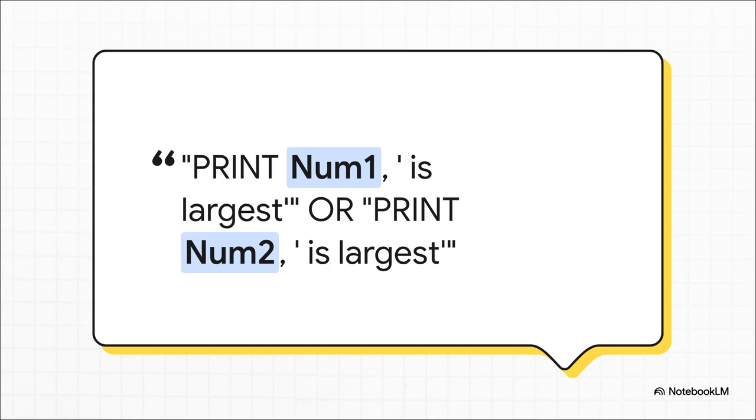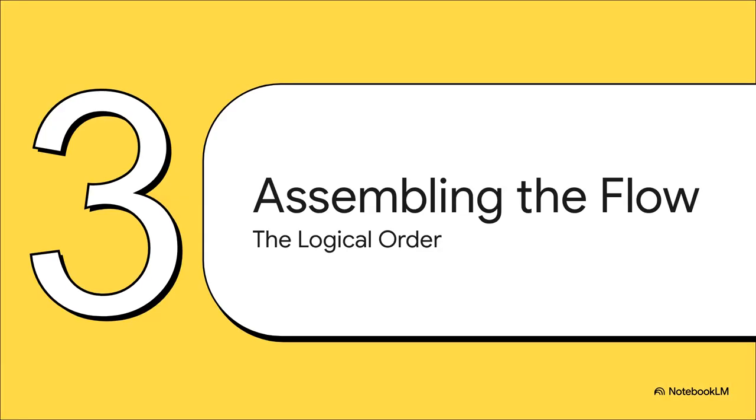If the answer to our question was yes, the algorithm prints num1 is largest. If the answer was no, it prints num2 is largest. See how that logic flows? Section 3. Assembling the flow. All right, we've done the hard work. We understand what each piece does. Now, it's time to put them all together in the right order.